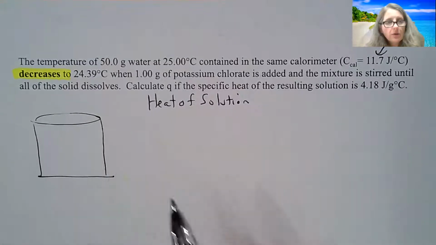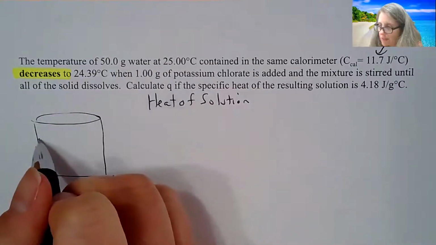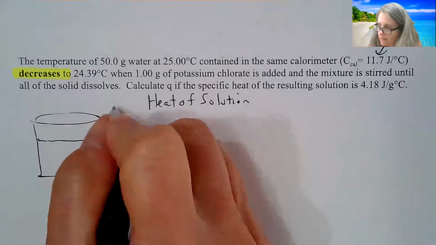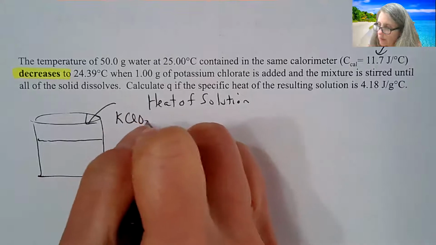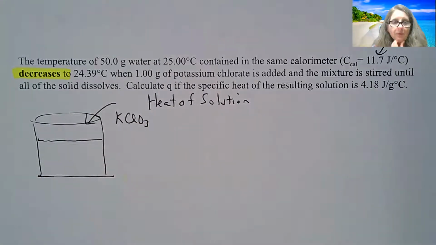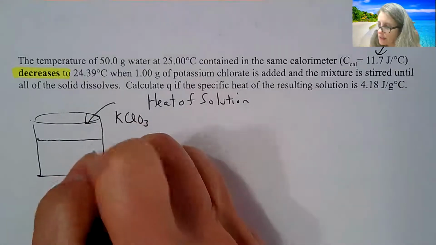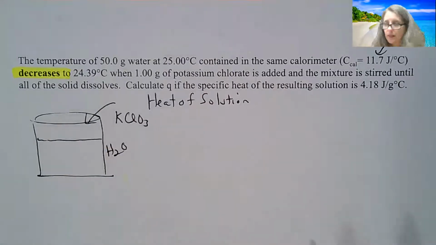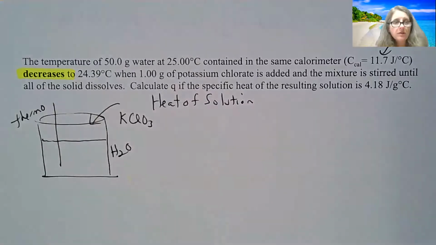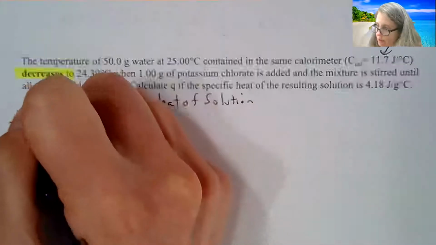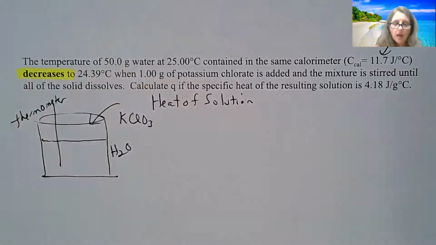So I'm going to draw a beaker over here of what's really happening and what we want to look at. So potassium chloride is KClO3. That's the formula of potassium chloride. And I'm throwing that into a beaker of water, okay? And I'm going to put a thermometer in here to watch the temperature change, okay?